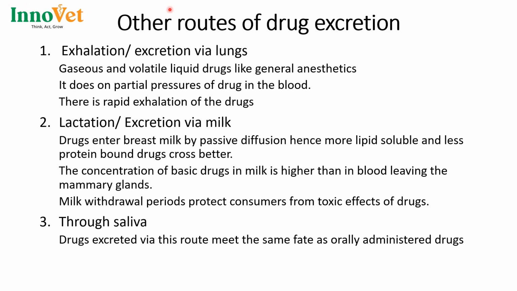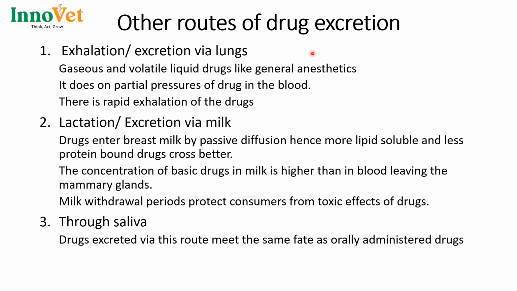Now that we've looked at the main routes of drug excretion, let us look at some of the other routes of drug excretion. One, we have exhalation, which is basically excretion via the lungs, and drugs that are gaseous and volatile liquids, such as the general anesthetics, are excreted via this route, and it depends on partial pressures of the drug in blood. And there is also a rapid exhalation of these drugs just because of the close proximity of the alveolar space and the blood in the capillaries.